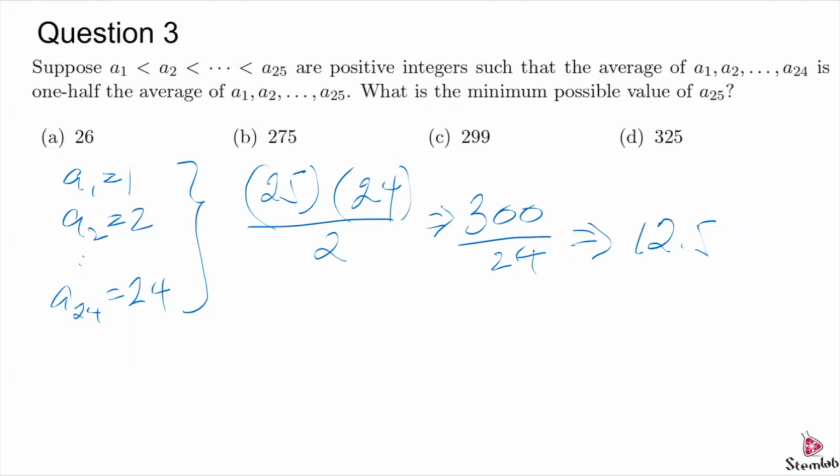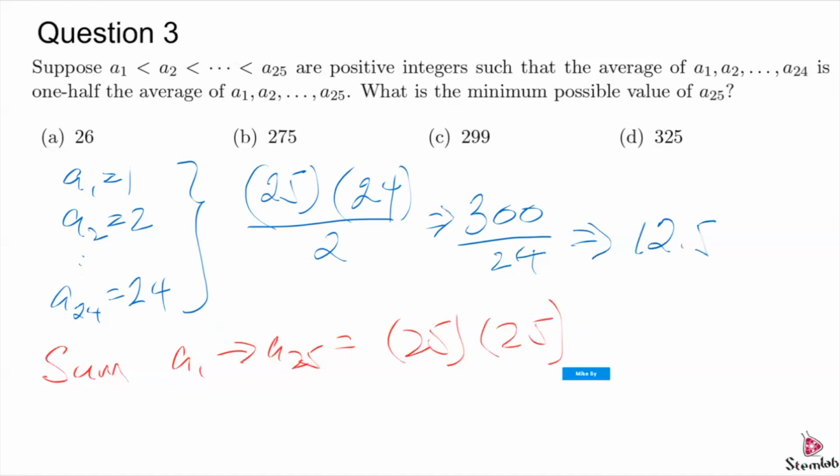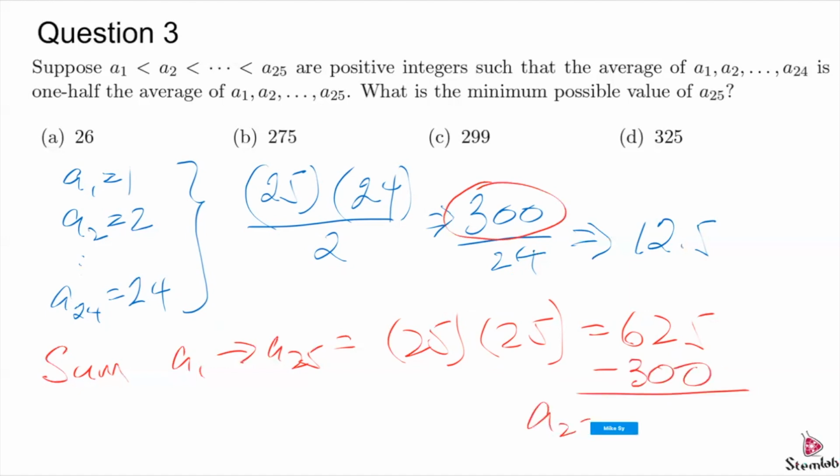Okay, so now we know that A1 through A25 has to average 25. So that means that if the average is 25, the sum from A1 through A25 is 25 times 25, which is 625. Okay, but we also know that the sum from A1 through A24 is 300. So we just subtract 300. Therefore, A25 has to be equal to 325, or letter D.